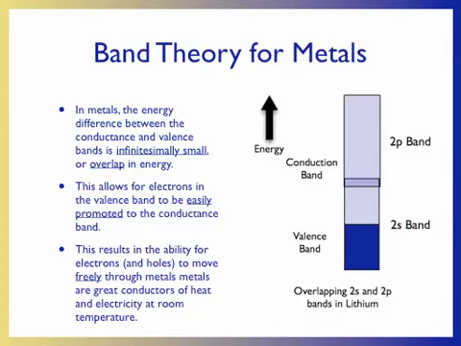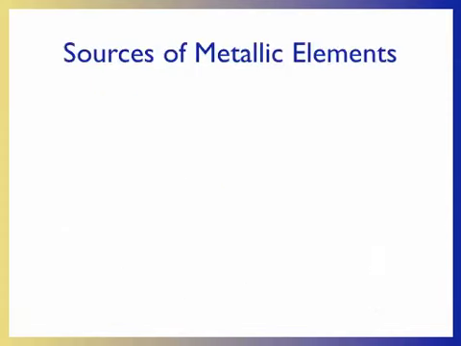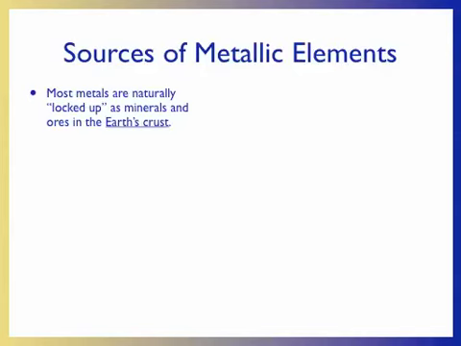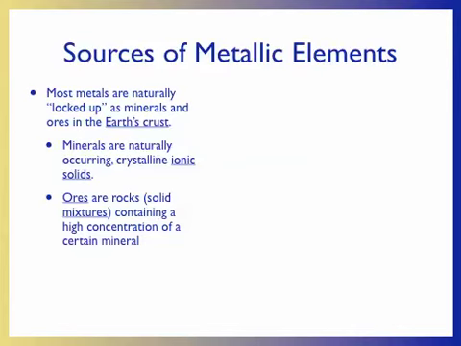We now move from band theory to talking about how we get metallic elements. Most metals cannot be found naturally as free metals in nature. They're usually combined with other non-metal elements as minerals and ores in the Earth's crust. Minerals are naturally occurring crystalline ionic solids. Minerals can combine with other minerals to make solid mixtures called ores.